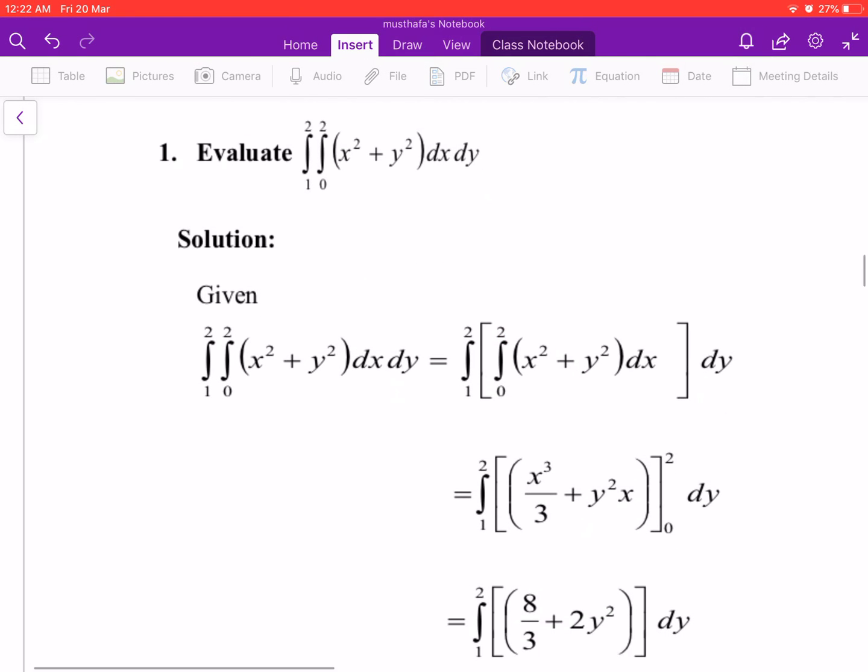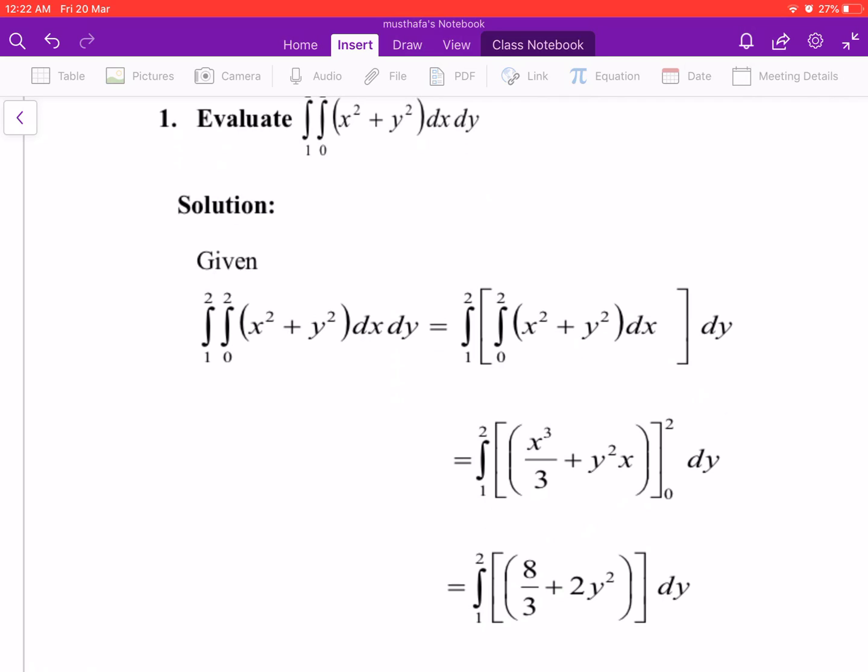Now, let us see how to integrate the term. When you are integrating with respect to x, you have to treat the variable y as a constant term, like how we did in partial derivatives. When you are differentiating with respect to x, we keep the term y as a constant, right? In a similar way we do it in integration. So when you are integrating with respect to x, keep your variable y as a constant term.